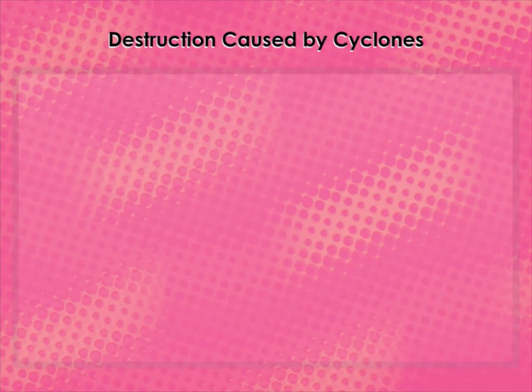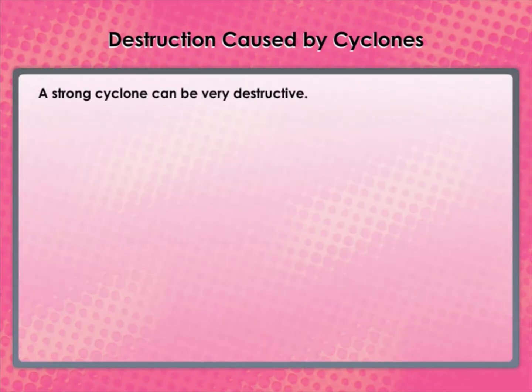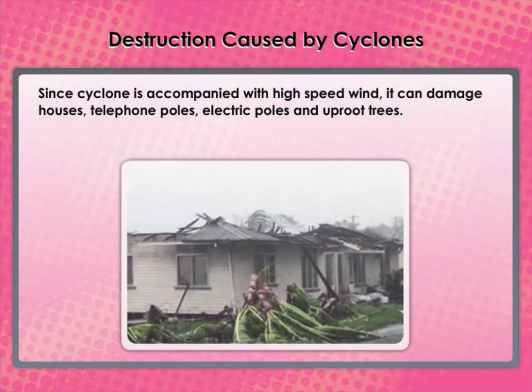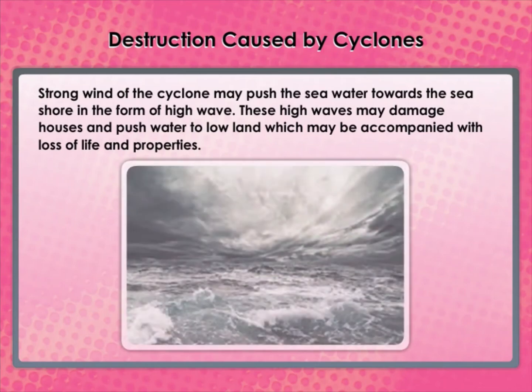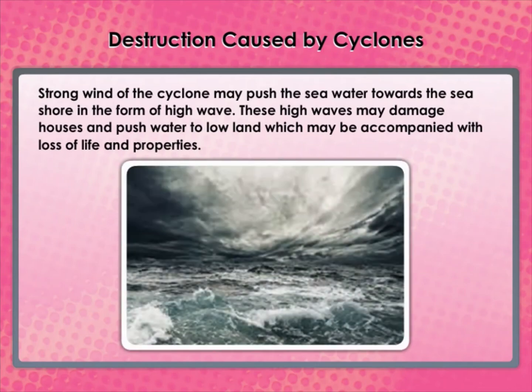Destruction caused by cyclones. A strong cyclone can be very destructive. Since a cyclone is accompanied with high-speed wind, it can damage houses, telephone poles, electric poles, and uproot trees. Strong wind of the cyclone may push the seawater towards the seashore in the form of high waves. These high waves may damage houses and push water to lowland, which may be accompanied with loss of life and properties.